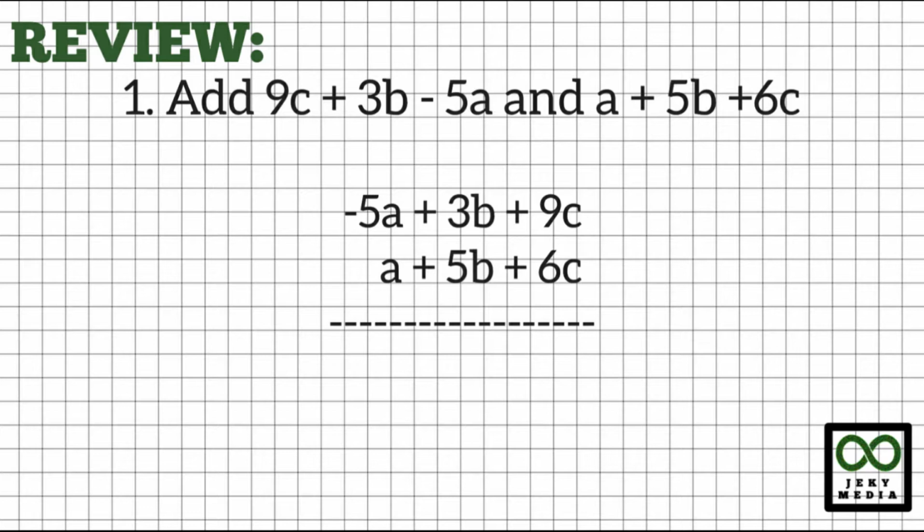Negative 5a plus a. Remember, adding unlike signs will change the operation into subtraction, and copy the sign of the bigger number. The difference of negative 5a and a is negative 4a. Next, let's add 3b and 5b. 3b plus 5b equals 8b. Now, let's add the last term of each polynomial. We have 9c plus 6c equals 15c. Finally, the sum of the two polynomials is equal to negative 4a plus 8b plus 15c.